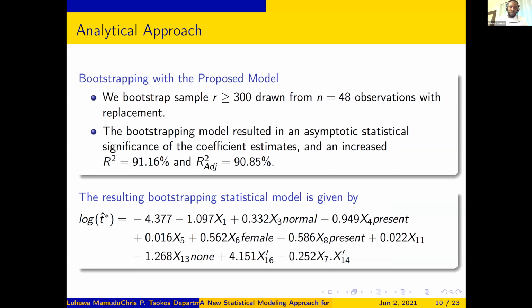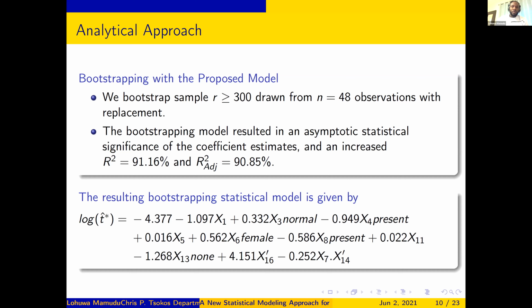Now, the bootstrapping model resulted in asymptotic statistical significance of the coefficients, giving us an increased R-square of 91.16%. Below is the resulting bootstrapping statistical model which was found. And this model is not different from the previous model. The coefficients of each of the risk factors are almost the same. So it is important to know that the model passes any number of patients we have beyond 300 patients or more, and that is giving us a high degree of R-square.